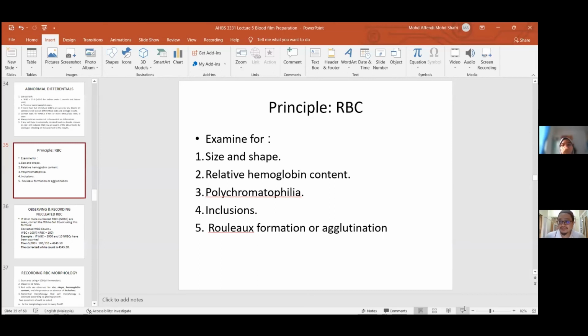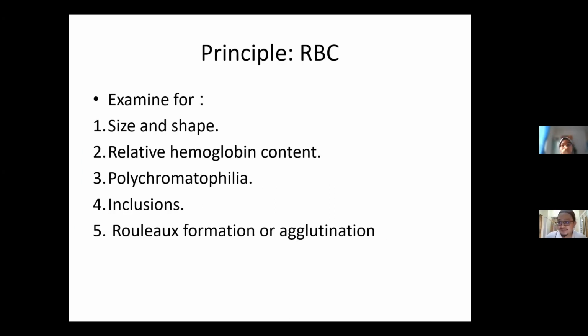All right, everyone. Okay, I hope we can finish this by 4, yeah, perhaps. The next one is the RBC. Yeah? And when we look under the microscope, we want to check for the size and shape of the RBC, look for its hemoglobin content or relative hemoglobin content, any sign of polychromatophilia, right? That is in terms of the color, any sign of inclusions, rouleaux formation or agglutination.